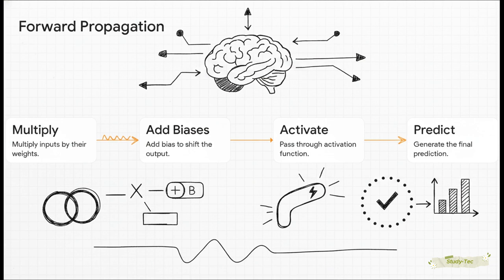Here's how it works. First, the network multiplies the input data by those weight knobs we just talked about. Next, it adds the bias knobs to shift things around. Then, it hits an activation function, which is essentially a gatekeeper that decides if the neuron has enough stimulation to fire its signal forward. Finally, after passing through all those gates, out pops our very first prediction.